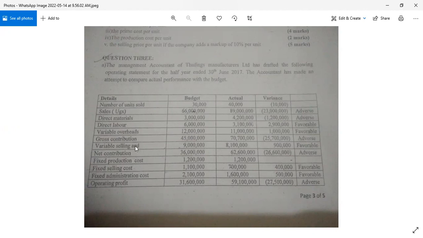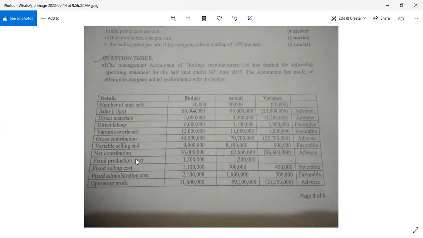Then variable selling is the next. It is variable. I've told you it's variable. Hence, get the total cost divided by the level of activity to get the cost per unit. Then for you to flex, it is cost per unit times the new level of activity, which is 40. Then you're good to go. Net contribution is not a computation. It's gross minus the variable.